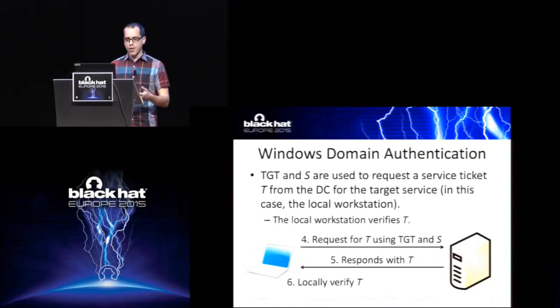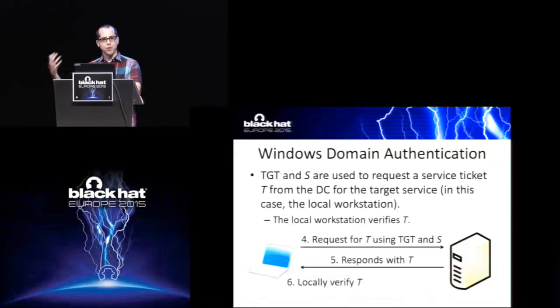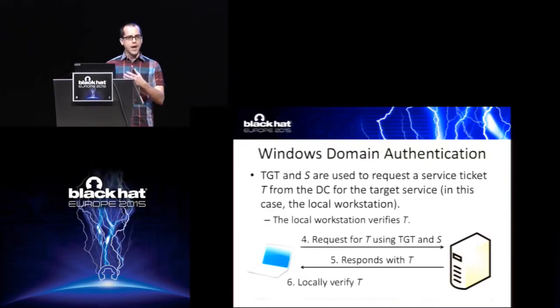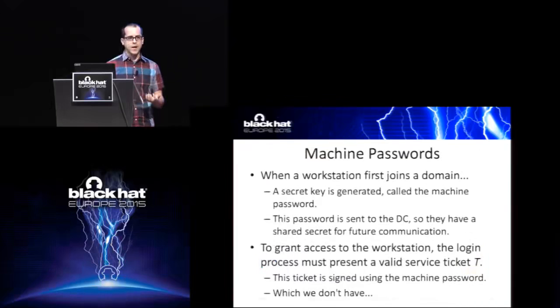So you send the ticket granting ticket and something encrypted with that secret S to the domain controller. The domain controller does some work and sends back a ticket. Then the local machine has to verify that that is a valid ticket, allowing this user to log into this machine. Again, this is something that we can try to reproduce with our mock domain controller, but there's a complication, and that's machine passwords. Just like your user account has a password, every machine that's registered with a domain controller also has a password associated with that machine account.